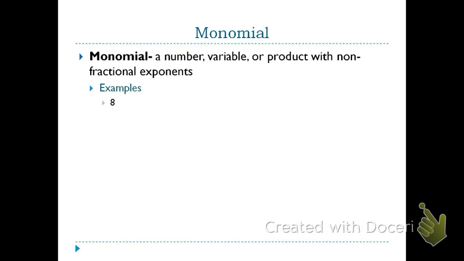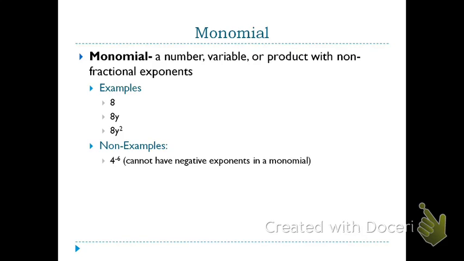So here are some examples. 8, so it could be just a constant, that's a monomial, it's just one term, or 8y, the coefficient with a variable, or 8y squared, so it could have an exponent on it. But here are some non-examples. 4 to the negative 6th, because if you have it to the negative 6th power, remember you can change it to 1 over 4 to the 6th. It makes a fraction.